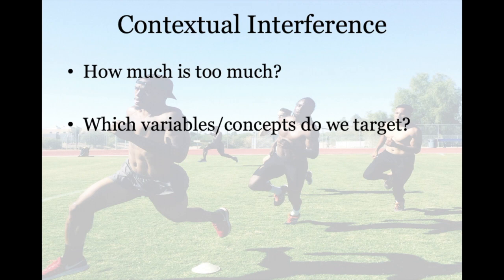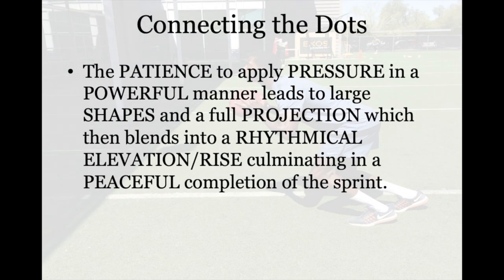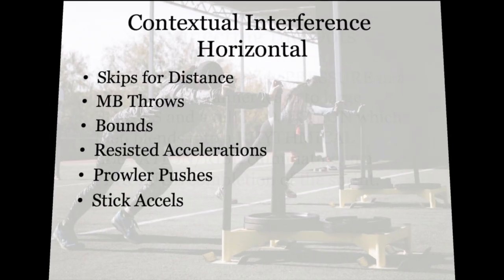In terms of which variables or concepts we want to target, trying to connect the dots with some of the key words and ideas of sprinting and acceleration that we'll use, we come up with this awfully messy and pretty congested sentence. The patience to apply pressure in a powerful manner leads to large shapes and a full projection, which then bleeds into a rhythmical elevation or rise, culminating in a peaceful completion of the sprint. So with this, we can see that it starts with patience to apply pressure in a powerful manner.